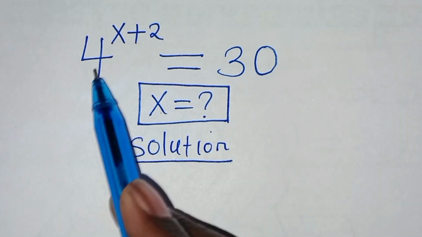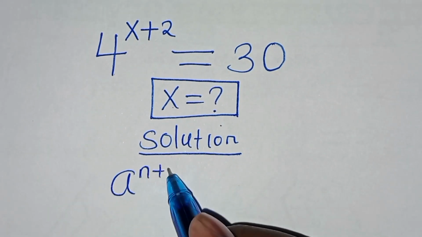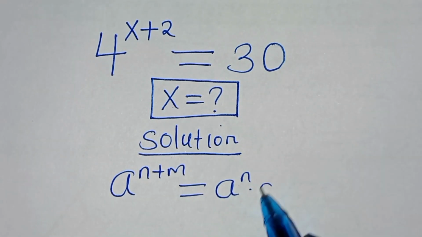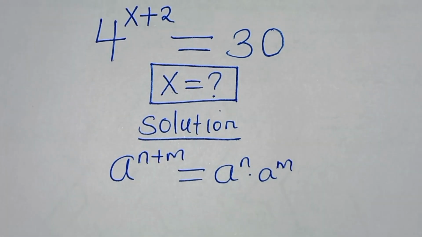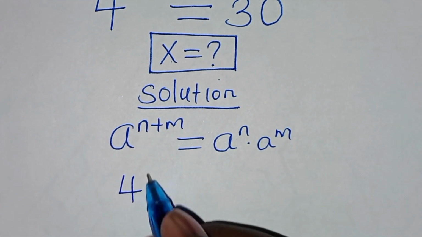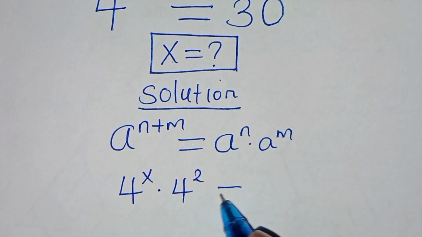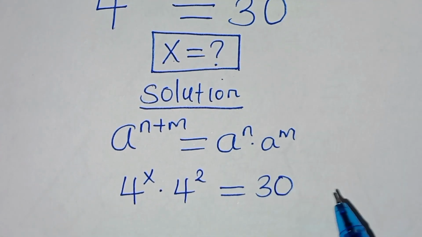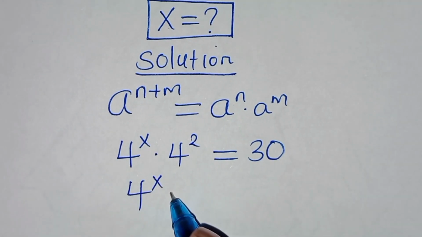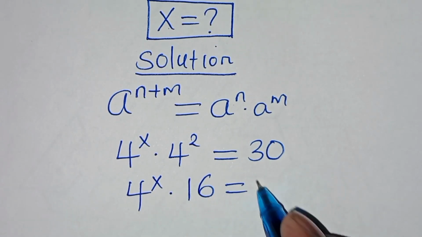We have that 4 to the power x plus 2. This is in the form of a raised to the power n plus m, which we can express as a to the power n times a to the power m. Applying this exponent property, we have 4 to the power x times 4 to the power 2 equal to 30. So 4 to the power 2 is 16. Then this is equal to 30.